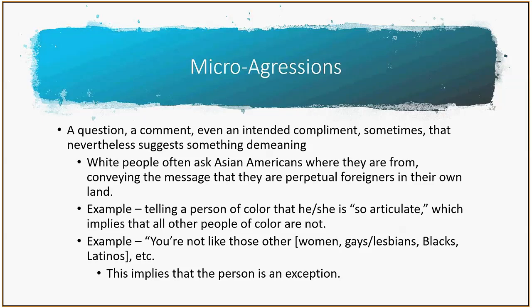Another example is telling a person of color that he or she is so articulate, which implies that all other people of that color or of that cultural background are not, that they're somehow an anomaly. And then another example is, "You're not like those other women, gays, lesbians, Blacks, Latinos that I've met," etc. This implies that the person is an exception, and that somehow you're then associating the rest of their majority grouping with some type of negative or demeaning connotation.